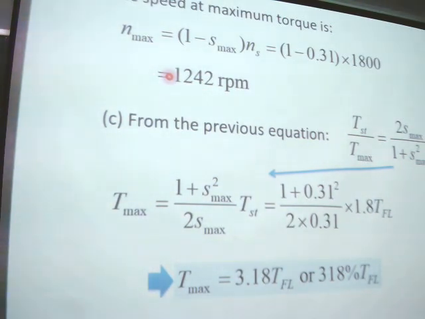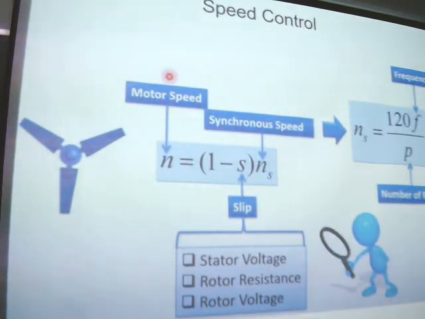Okay, this is the problem, and then we see this equation. We know this equation. The speed, the synchronous speed. So we change the speed. We can change the stator voltage. If we change the stator voltage, the slip will also change. And the rotor resistance can also change the slip. And rotor voltage. These three methods change the slip and then change the real speed.